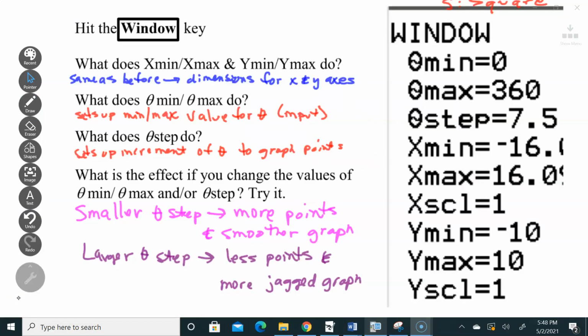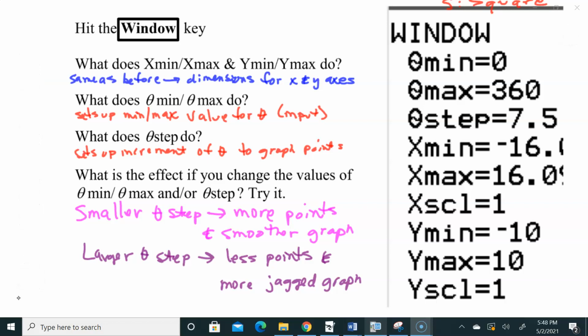So it's kind of fun to play with theta min and max and theta step. I just hit zoom 6 and zoom 5. If I think that theta step is too big, I'll change it to something smaller, like maybe 5 or 3 to get more points when I think it's necessary. 1 is probably too small. That's a lot of dots. You make theta step bigger, you're going to get fewer dots. But, you know, it's sort of fun to play with.